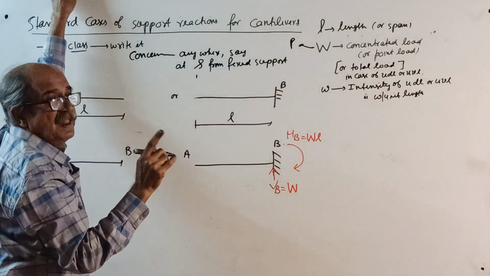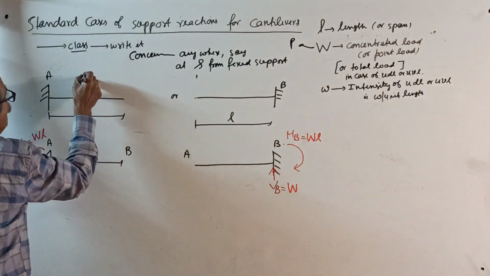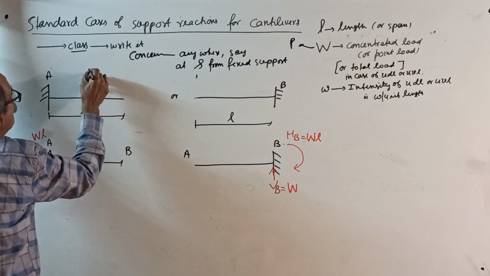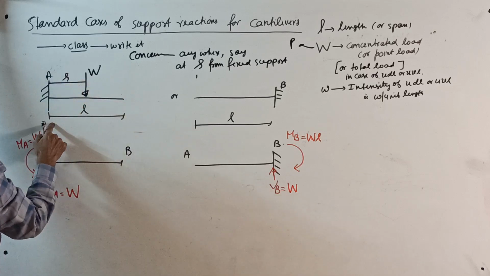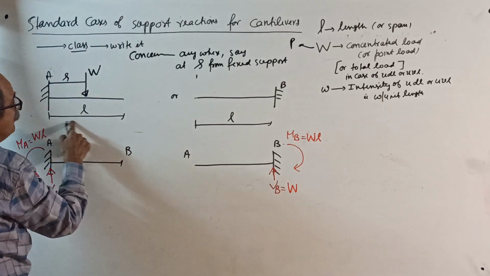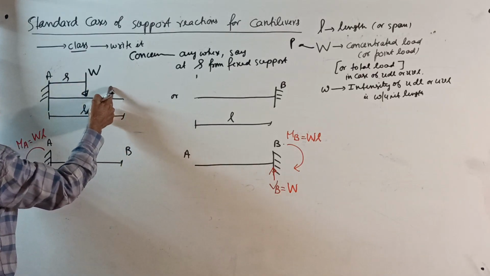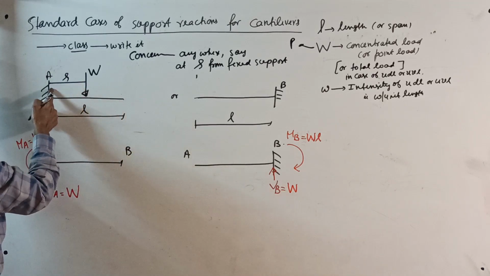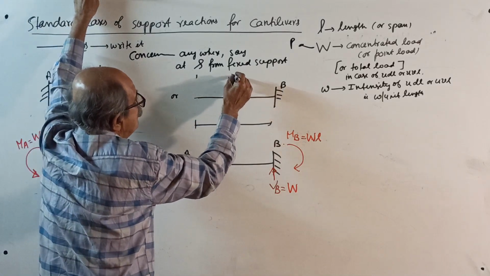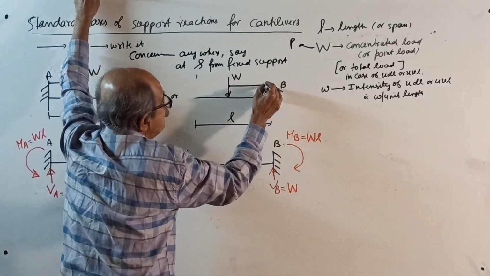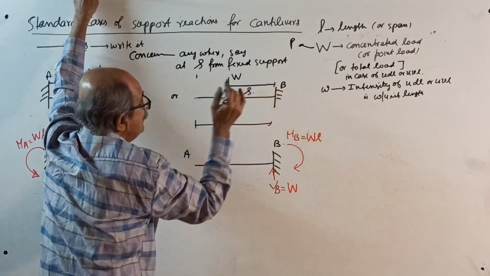Not from left side, right side. See, a load W at S from fixed support. Suppose the span given is 10 meter, and it is 4 meter. If they give 1.5 meter, you should take S as 2.5. See here also. Load W, S from fixed support, not from free end.